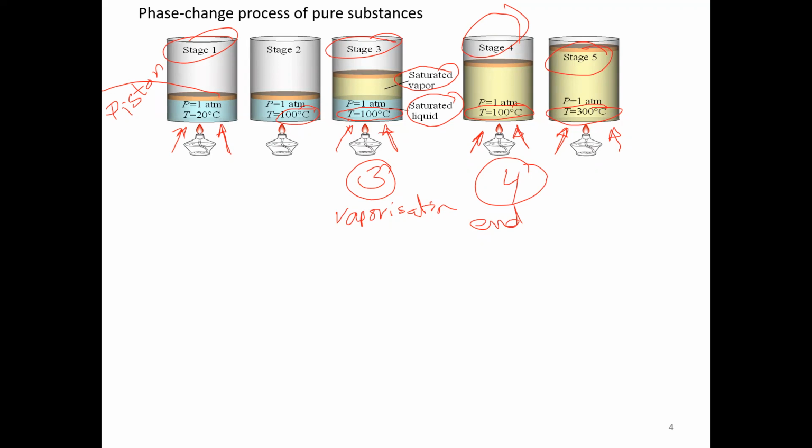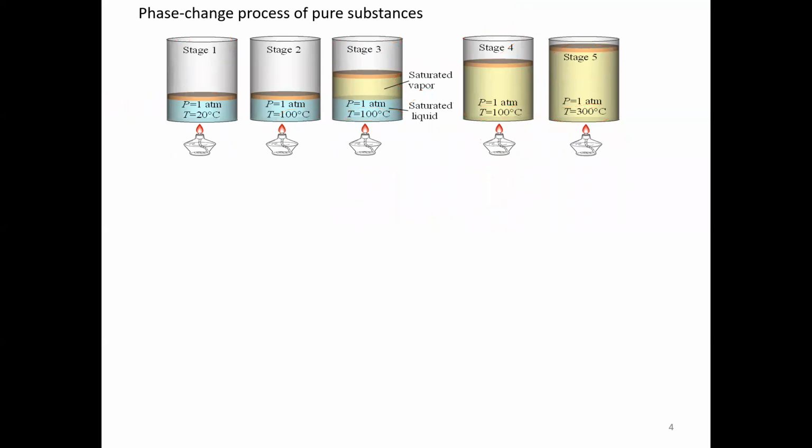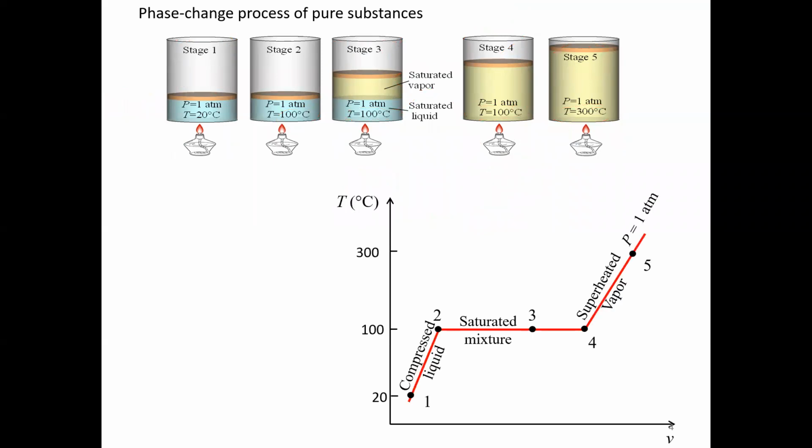And we can plot these on a diagram, let's say a pressure-volume diagram or temperature-volume diagram, to find out the actual phase change process on the diagram. So we'll come to this now. We'll show you this here.